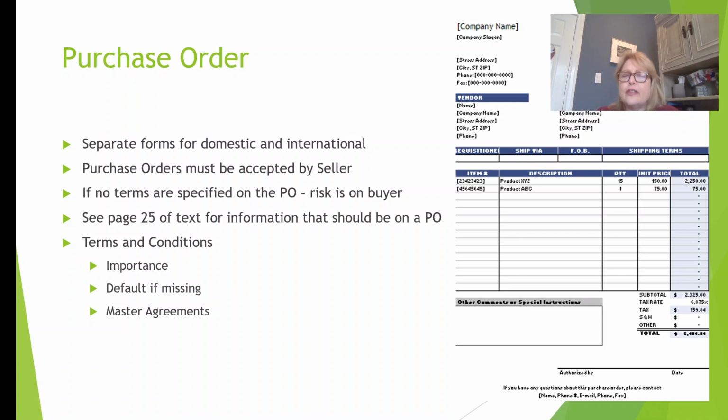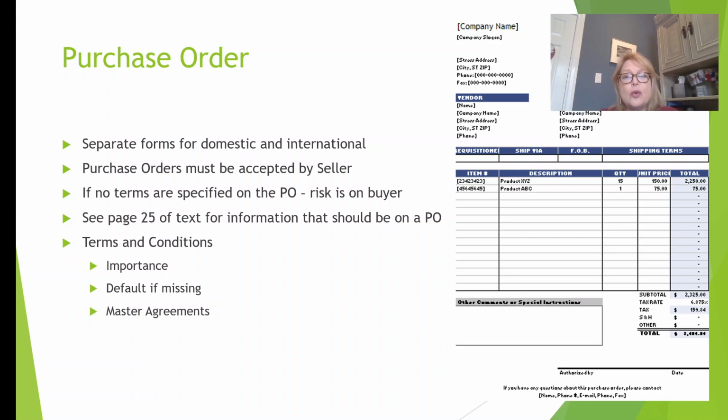If it's international, it's a little more complicated. And it has to be accepted by the person that's selling it. So I can't say I'm going to send you a purchase order for 10 cases of paper that I'm going to pay $1 a piece for. If the seller says no, they're $100, they don't have to accept my purchase order. But once it's accepted, the risk is about me.